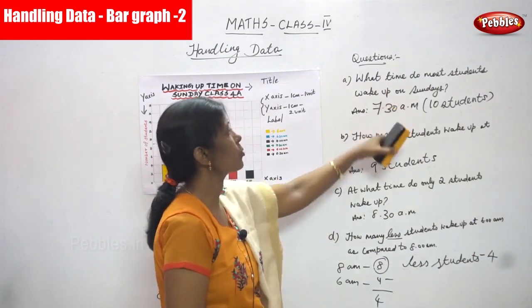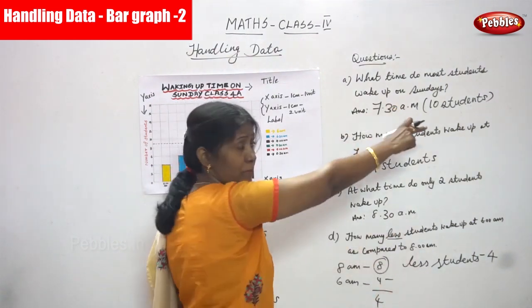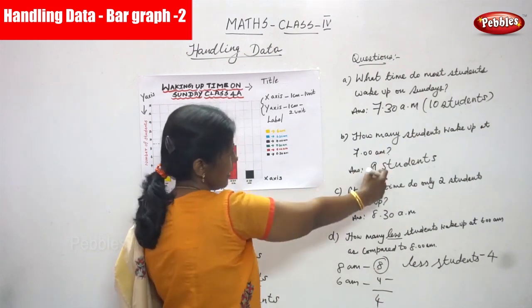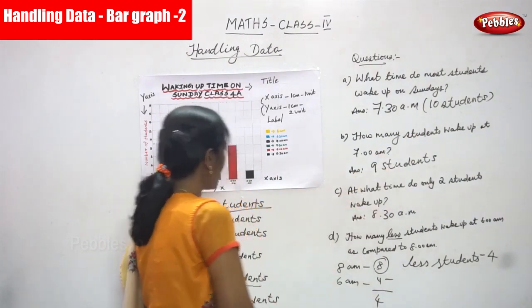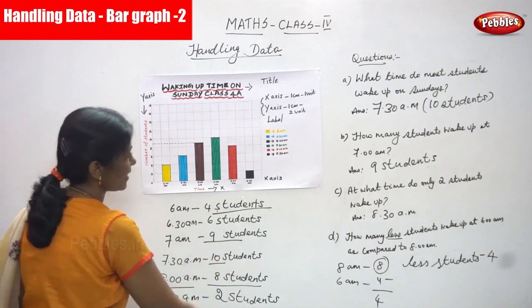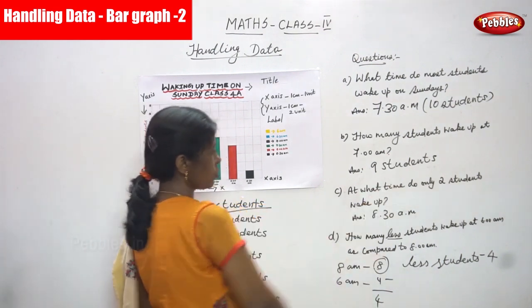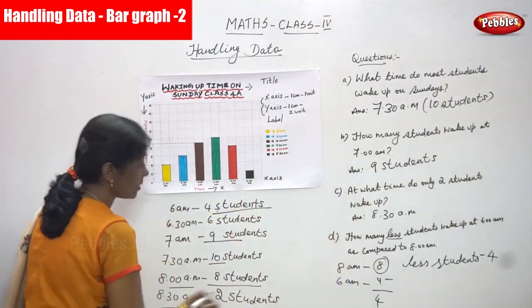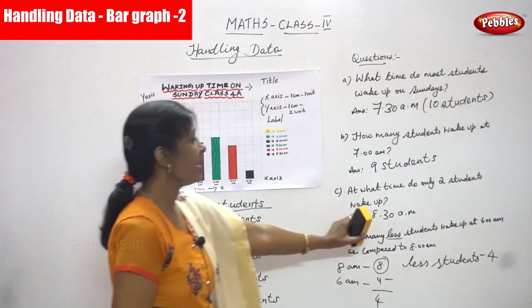At what time do most students wake up on Sunday? That is 7:30 a.m. The number of students is 10. And how many students wake up at 7 a.m.? That is 9 students, very clearly mentioned. At what time do only 2 students wake up? That is 8:30 a.m. Only 2 students wake up at 8:30 a.m. on Sunday.